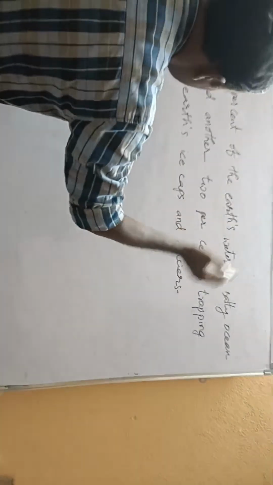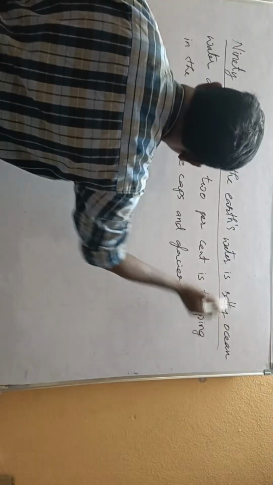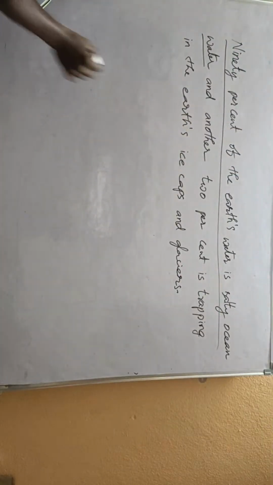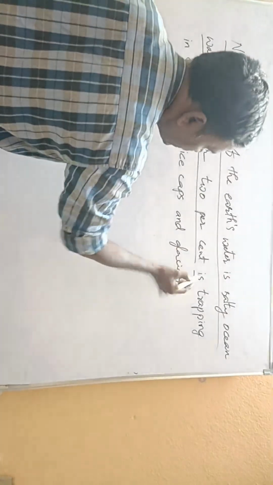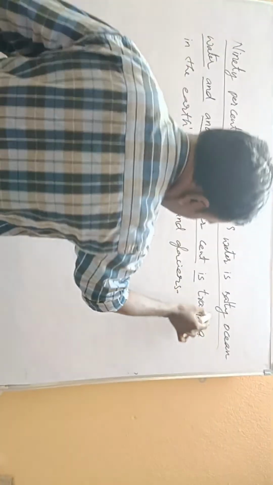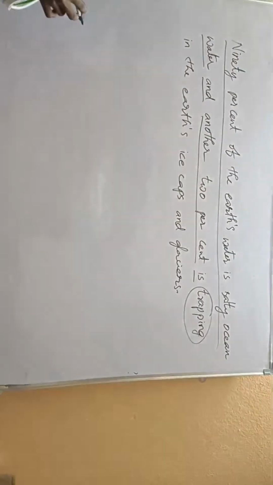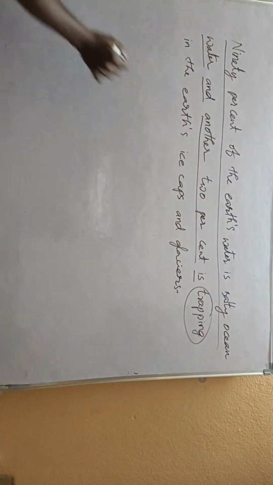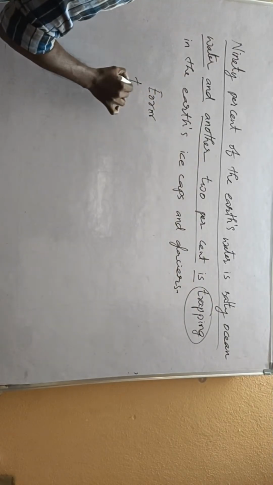See here, 90% of the Earth's water is salty ocean water. Up to here, there is no error in this sentence. And another 2% is trapping. Trapping is the wrong word which is used here. There is the error. Error is trapping.